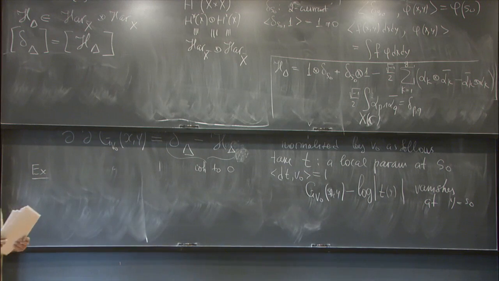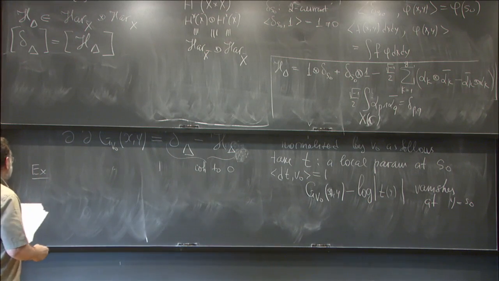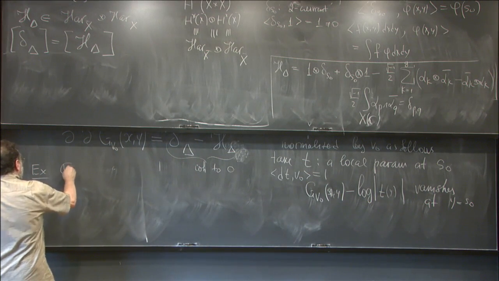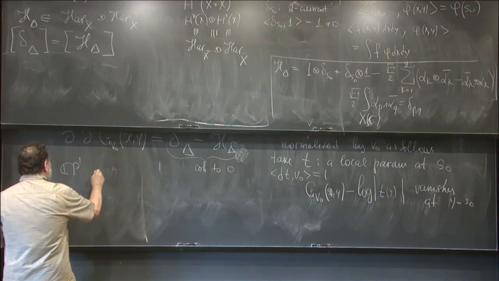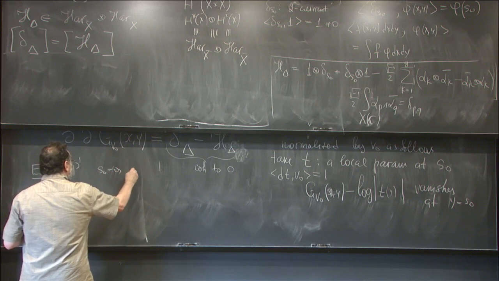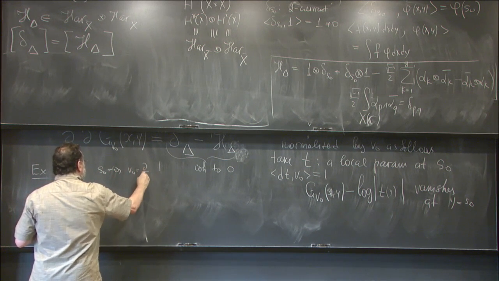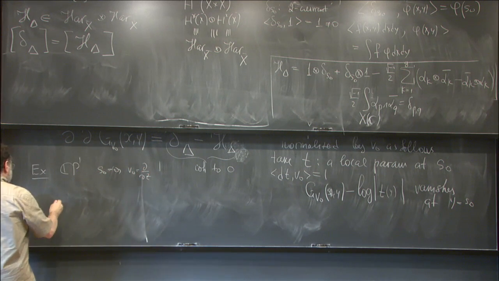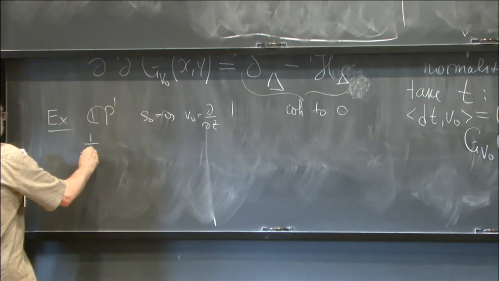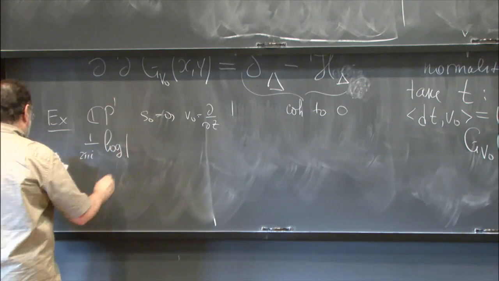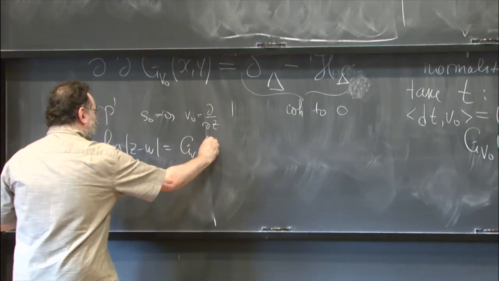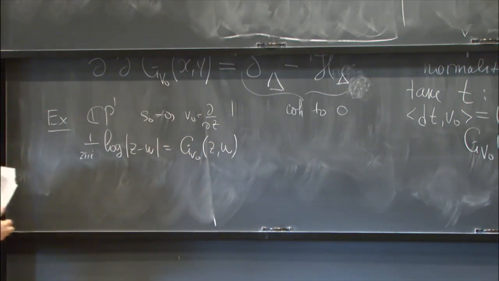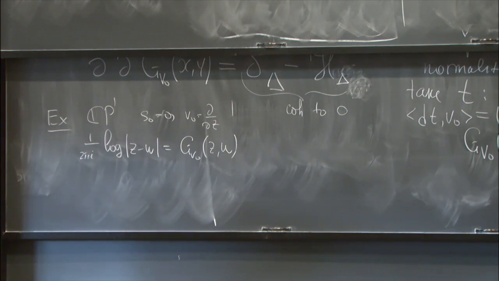Yes, thank you. So example: if you take CP1, then it comes with coordinate z. You take S0 to be 0, and you can take V0 to be d over dz. And then your function will be 1 over 2 pi i logarithm of z minus w. Okay, so we have the Green function.